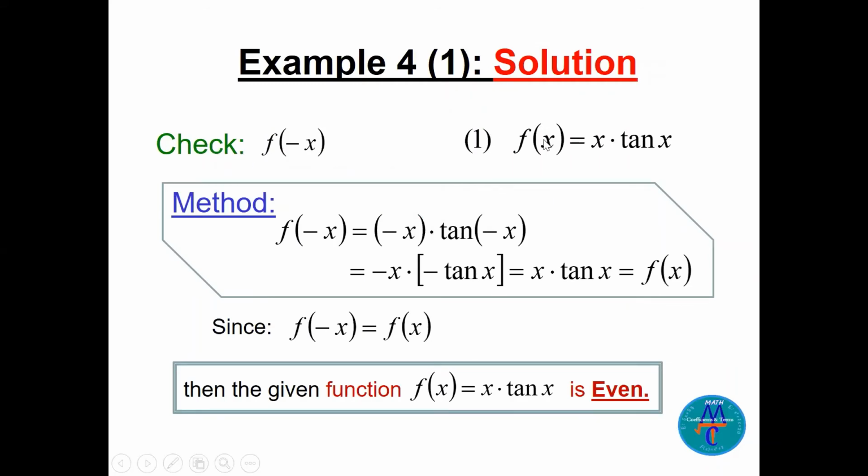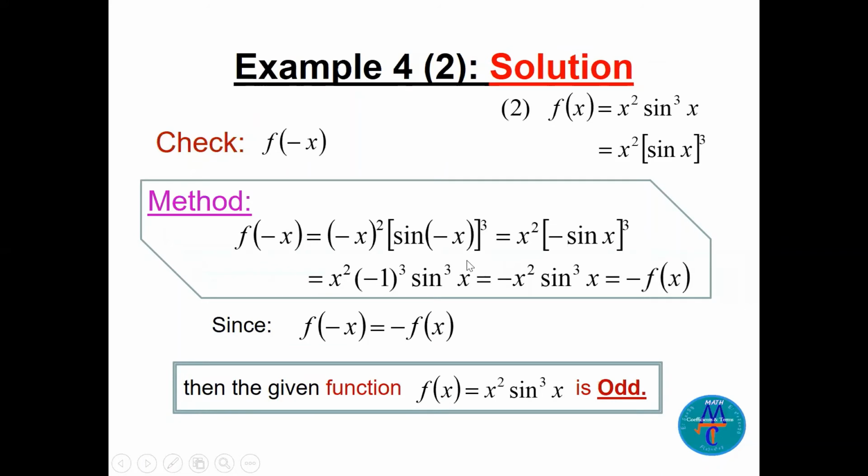That's the function here. So f of minus x will be, replace every x by minus x. So minus x times tan of minus x. Tan is an odd function, we know that. So we can put minus tan x. So when you multiply, you get x tan x, which is the same as the function. So if we have f of minus x equal to f of x, this function is even. The whole function now is even.